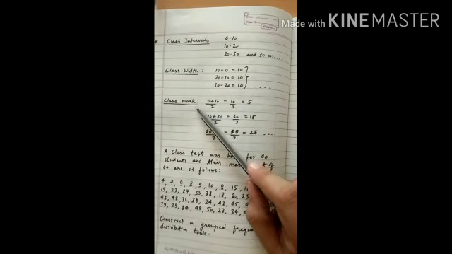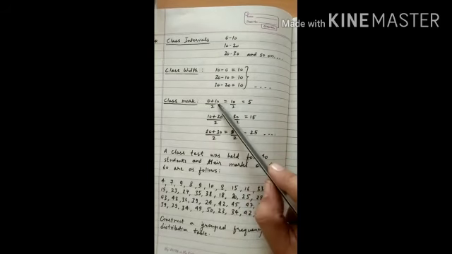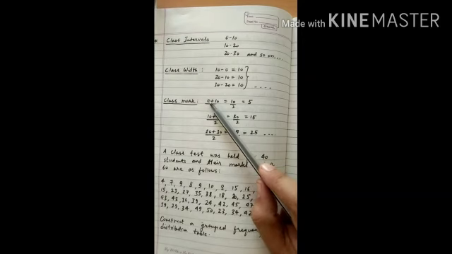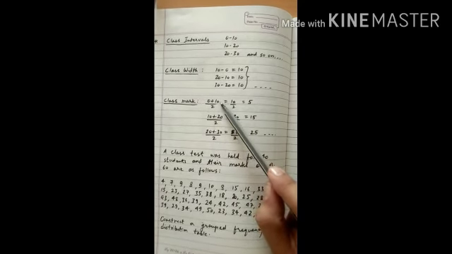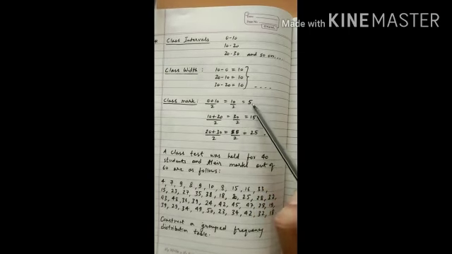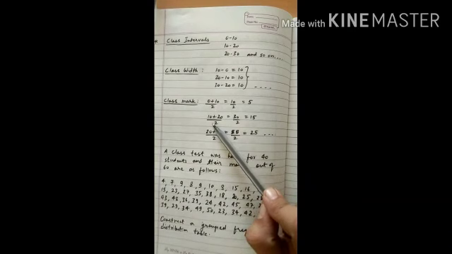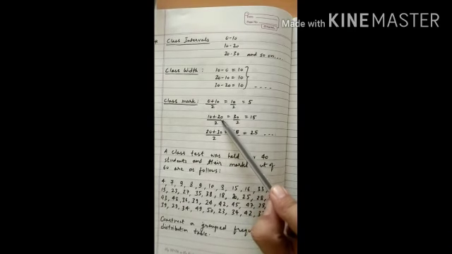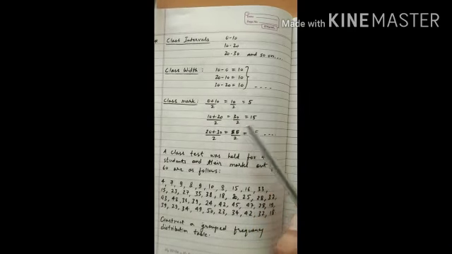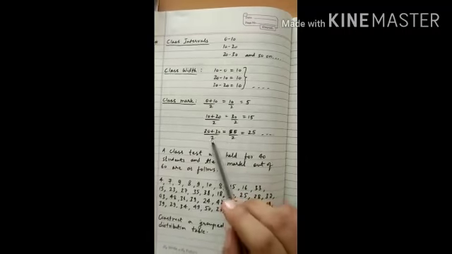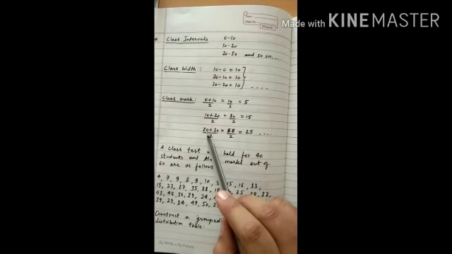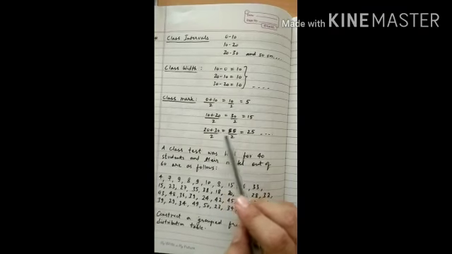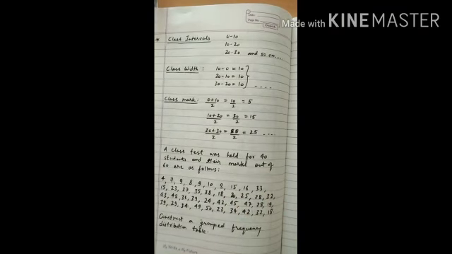Next is class mark. Class mark is the average of the lower and upper limit. For the class interval 0 to 10, 0 plus 10, lower limit plus upper limit, divided by 2. 10 by 2 equals 5. Next class interval 10 to 20: lower limit plus upper limit, 10 plus 20, 30, divided by 2, is 15. Next class interval 20 to 30: 20 plus 30, 50, divided by 2, is 25, and so on.